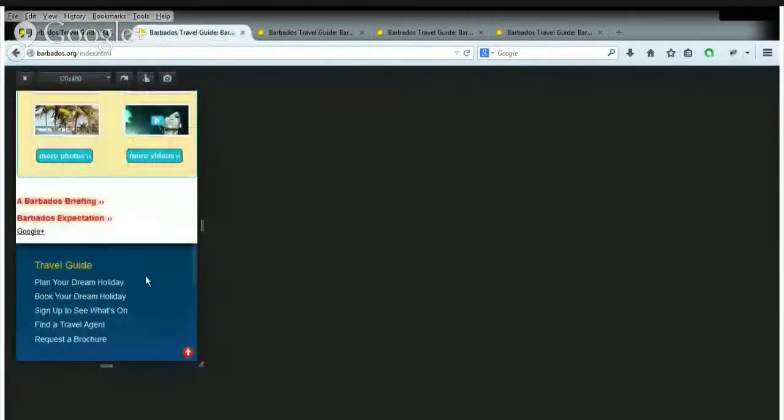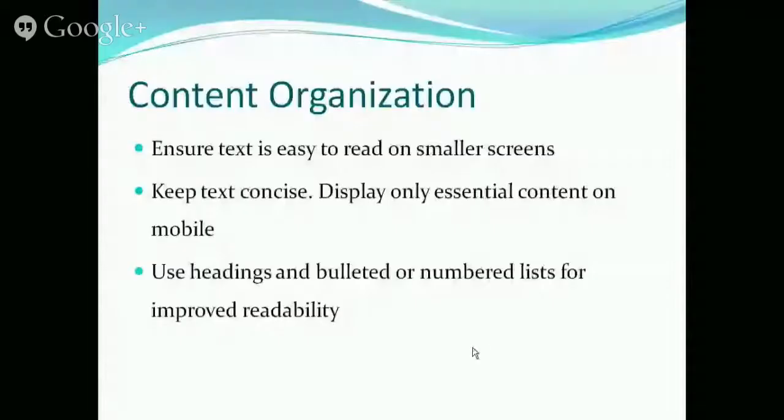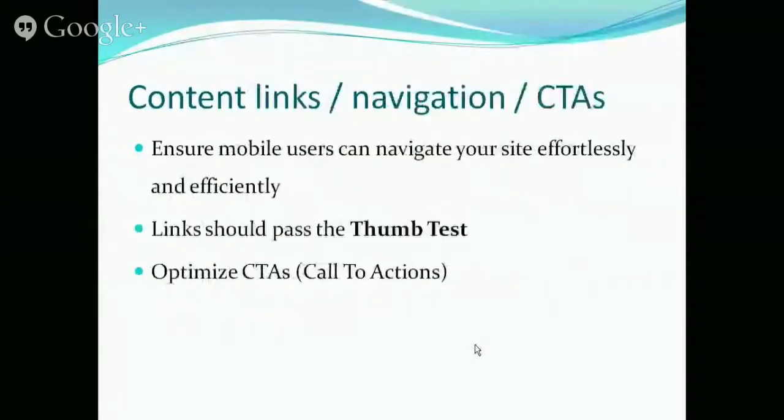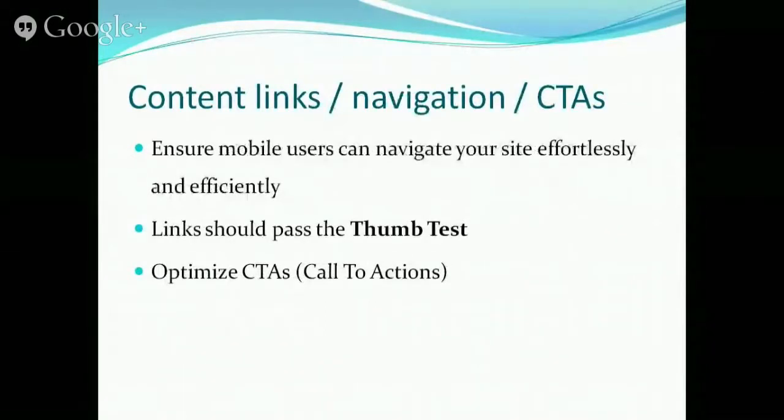So where there's content that we don't consider critical, you can decide to have that content collapse for mobile users and have it expanded for the desktop users. The third thing we're going to look at is our content links, navigation, and call to actions. You want to ensure that mobile users can navigate your site effortlessly and efficiently.